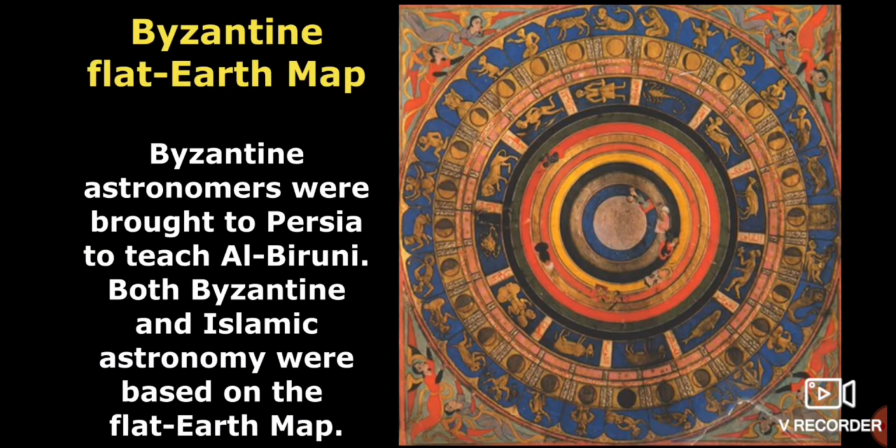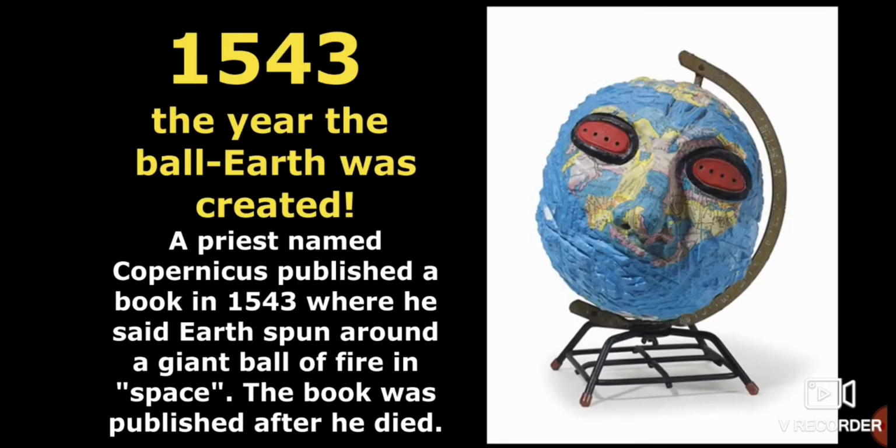Arab astronomers were heavily influenced by Byzantine astronomers. Al-Biruni, the creator of the flat earth map, was raised by Greek Byzantine astronomers who were brought to Persia to teach astronomy to Al-Biruni. The spinning ball earth did not come along until Copernicus, a priest, invented the ball earth concept in 1543. The sextant came along in 994 AD. That is 549 years before the ball earth was invented.